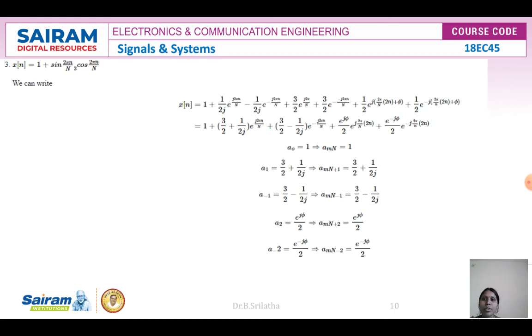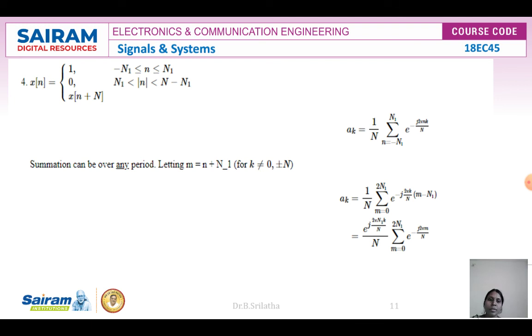Next one is x of n equal to 1 plus sine 2 pi n by N into cos 2 pi n by N. Sine is 1 by 2j into e power j theta minus e power minus j theta. Same way, we can write the cosine term as 3 into cos 2 pi n by 2, that is 3 into 1 by 2 into e power j theta plus e power minus j theta. After that we multiply these two signals and expand to get the a1, a2, a3, a minus 1, a minus 2 coefficients. Similarly we get the coefficients of the Fourier series.